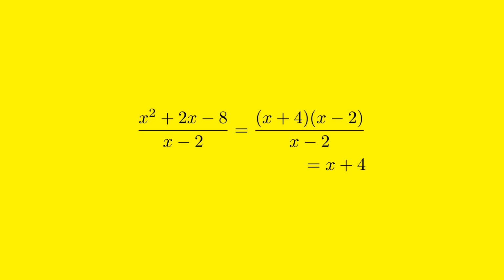When we cancel out the x minus 2 term from both the numerator and the denominator, we are left with x plus 4. This is because any expression divided by itself equals 1, and multiplying by 1 does not change the value of the other factor. Therefore, after canceling the common factor, the simplified form of the rational expression is x plus 4. This is the final and simplest form of the given rational expression.